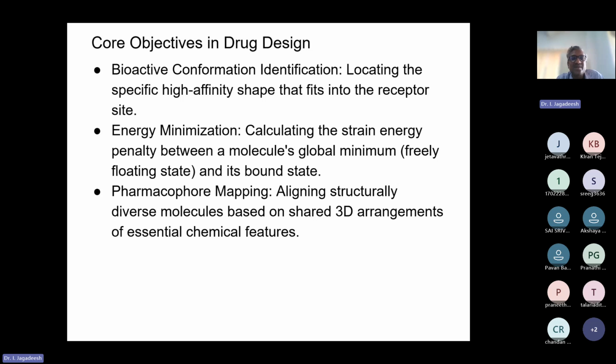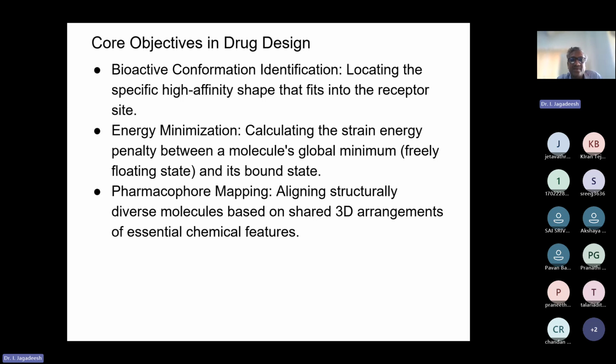Another one is energy minimization, calculating the strain energy penalty between the molecule's global minimum in the freely floating state and its bound state. Most of the time, the global minima in the unbound state may be lower. But when it is fitting into the receptor, the molecule may get a strain and the energy state will be different in the bound state. That is also important.